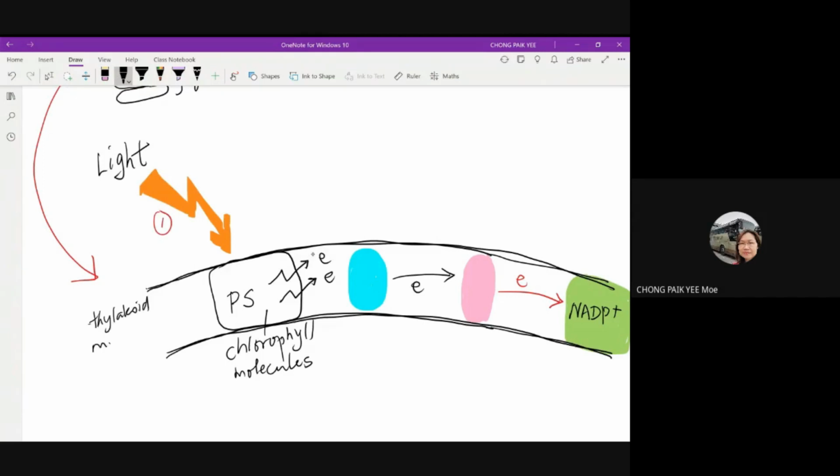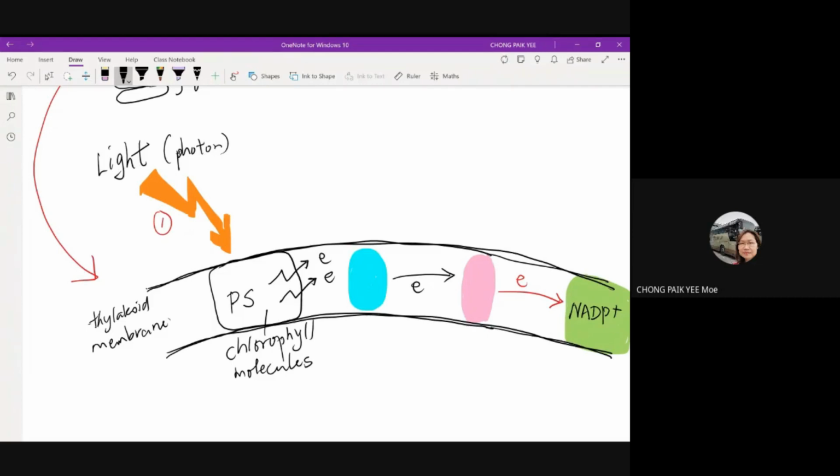Okay, this is the thylakoid membrane, and you will have all these chlorophyll molecules embedded in it. Now, this I think is labeled as TS. Light is made up of photons. Photons are little particles of energy, particles of light that shoot to the thylakoid membrane when light shines.